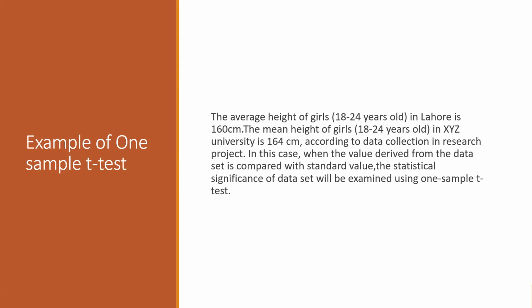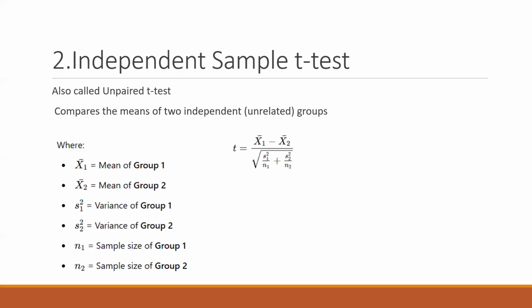So this is the example in which, for example, the average height of girls 18 to 24 years in Lahore is 160 centimeter. The mean height of girls in XYZ University is 164 centimeter, according to data collection in a research project. In this case, when the value derived from the data set is compared with a standard value, the statistical significance of the data set will be examined using one sample t-test. As in this example, we are going to compare the collected value from our data set to the known population mean. That is why this is known as one sample t-test.